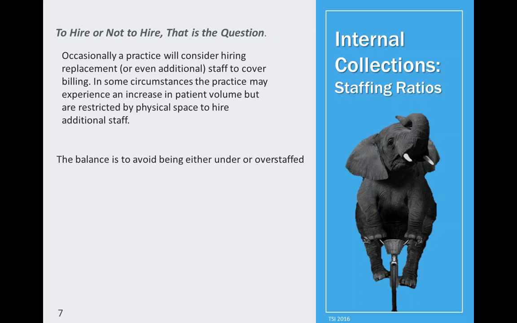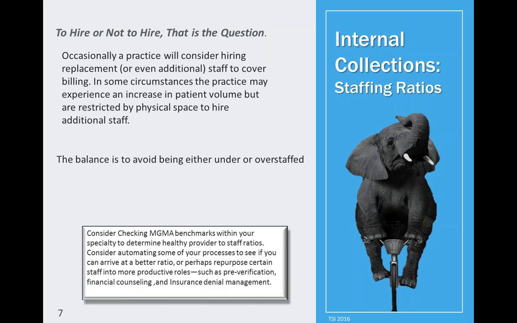The ultimate balance is to avoid being either under or overstaffed. Consider checking MGMA benchmarks within your specialty to determine healthy provider-to-staff ratios. Consider automating some of your processes to see if you can arrive at a better ratio, or perhaps repurpose certain staff into more productive roles, such as registration, patient financial counseling, or denial management.